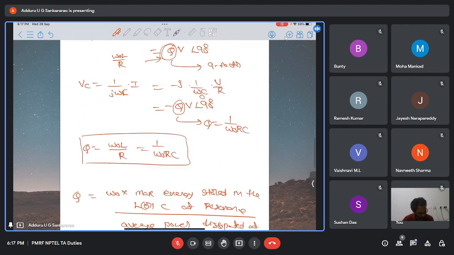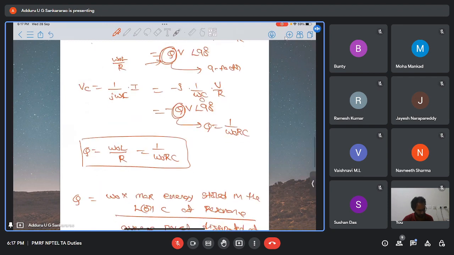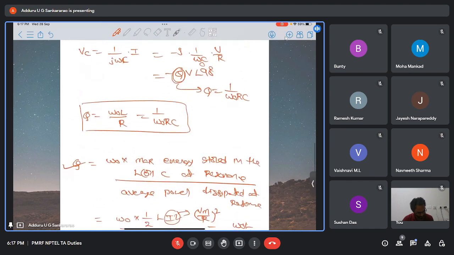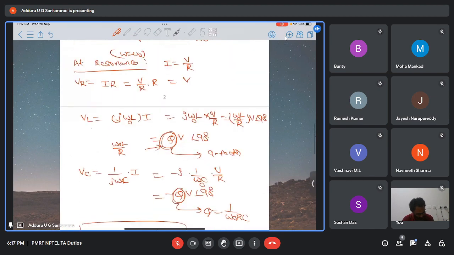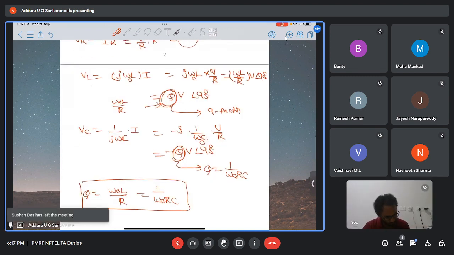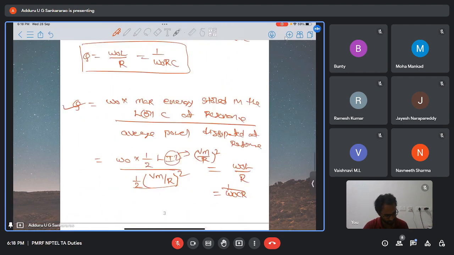So that's what I have written here. Instead of omega naught L by R, I am just writing Q. Okay, this is how we derive Q. So at resonance, the resistor voltage is the same as the input voltage, the inductor voltage is QV at 90 degrees and the capacitor voltage is minus QV at 90 degrees.